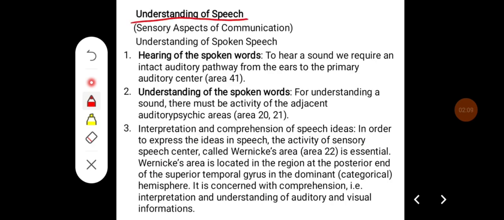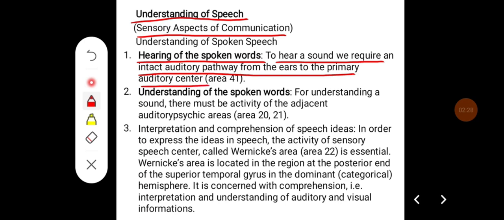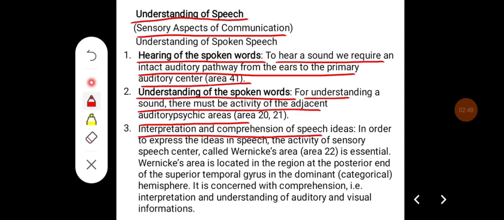Understanding of the speech, that is the sensory aspects of communication. Understanding of spoken speech occurs in hearing the spoken words. To hear a sound, we require an intact auditory pathway from the ears to the primary auditory cortex, that is area 41. Then you have to understand the spoken words. For understanding of sound, there must be an activity of the adjacent audio psychic area, that is area number 20 and 21. Then there has to be interpretation and comprehension of speech ideas.